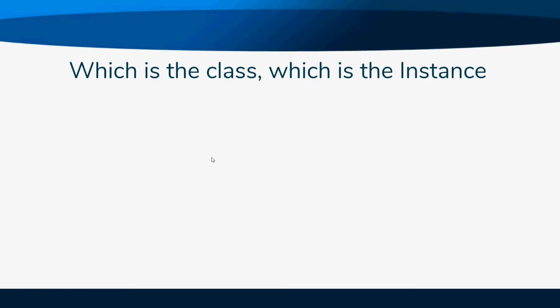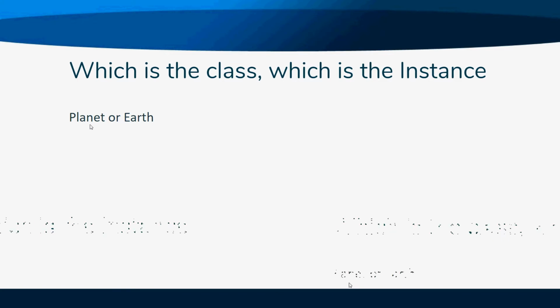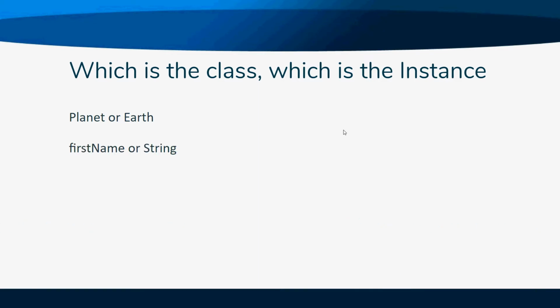But just for a generic definition, take a wild guess which is the class and which is an instance of the class between planet and Earth. Okay, you're going to go with the more generic one. That's your prototype. So planet would be the class, and Earth would be an instance of type planet. Okay, let's do another one. First name or string, which is the class and which is an instance of the class? Okay, in this case, we've done this before. We know that string is the class, and we've created instances of first name, last name, what have you.